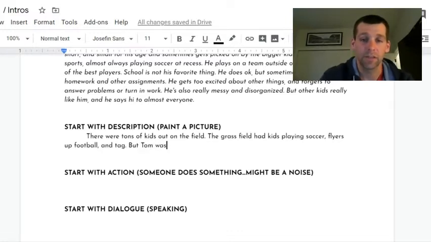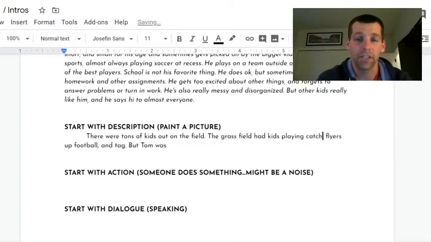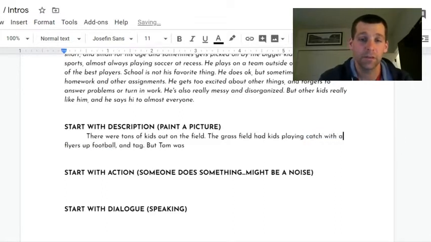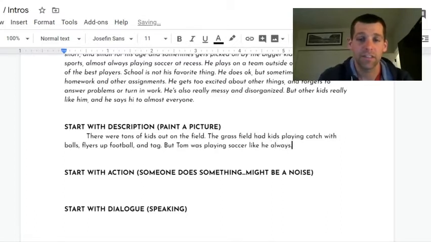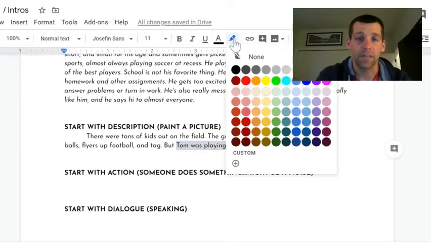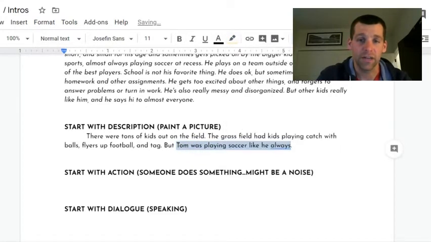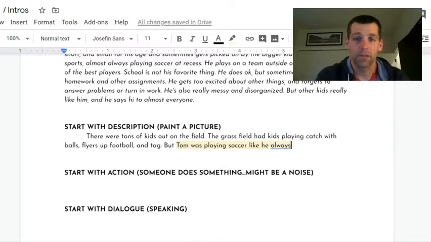I'm going to go back here because I want to get this here. Let's see here. Maybe for this one, instead of saying soccer, kids were playing catch with balls, flyers up, football and tag. But Tom was playing soccer like he always did. And this starts to hint, this part here is hinting a little bit that that's one of his favorite things. Again, I want to make sure that they're like little nuggets that I'm laying for my reader, like he always did.